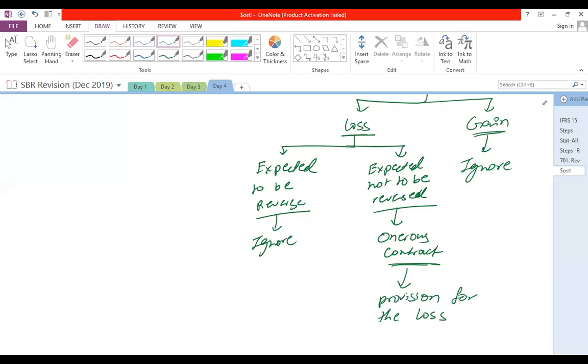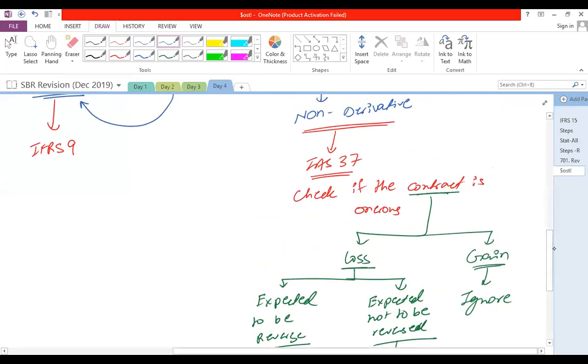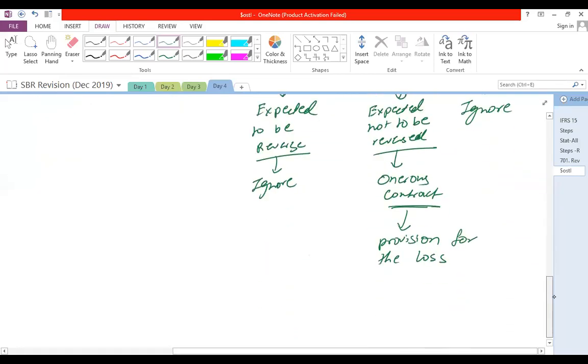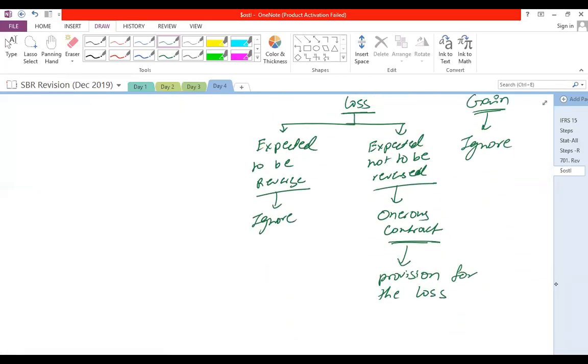Harun is saying, how can there be a gain on the onerous contract? Harun, there cannot be a gain on the onerous contract. That's why I have made this breakup of the contract. We have to check whether the contract is in loss or in gain. So if it's a loss, then check whether it's expected to be reversed or not. Then we decide whether it's onerous or not.